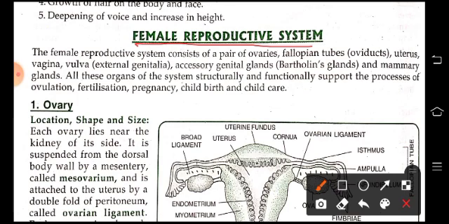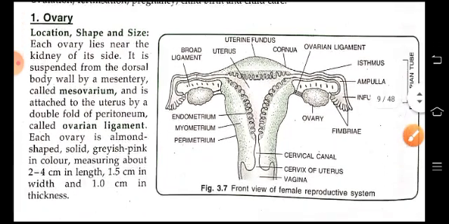Now the female reproductive system consists of a pair of ovaries, then fallopian tubes, or we can also say oviducts, uterus, vagina, vulva, and accessory genital glands and mammary glands. Now all these organs, structurally and functionally, support the processes of ovulation, fertilization, pregnancy, childbirth, and childbearing. So let's go to the ovary.